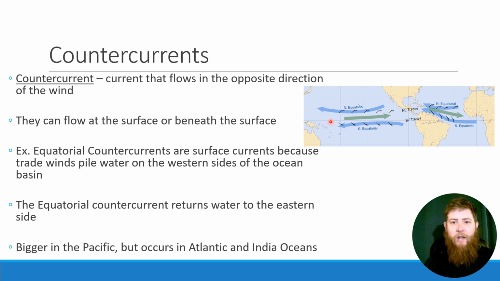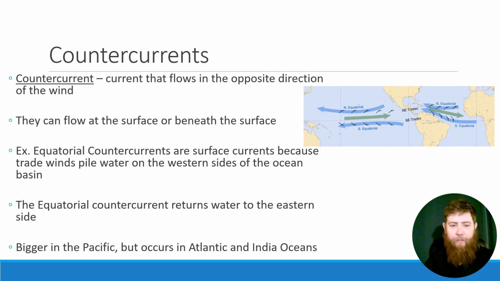Enough so that there's a strong enough gradient of more water over here and less water over here that this countercurrent starts to form to bring water back to this eastern side here. So really cool. This current is forming to kind of equal out the ocean and make sure that there's enough water to continue to have these currents flowing.